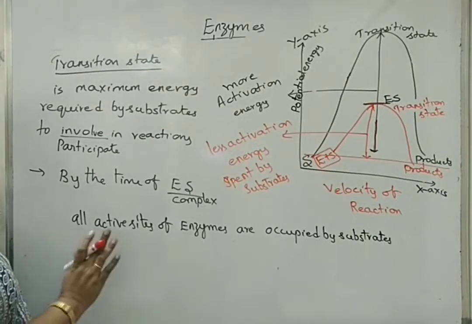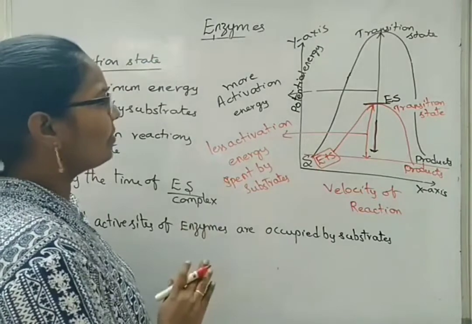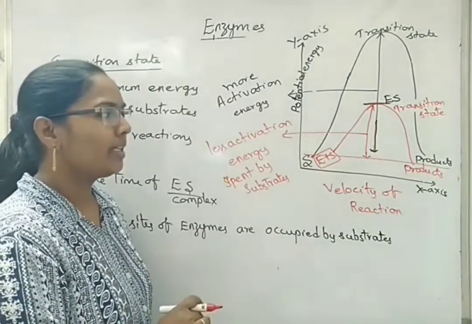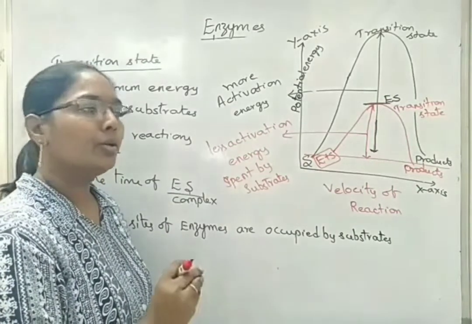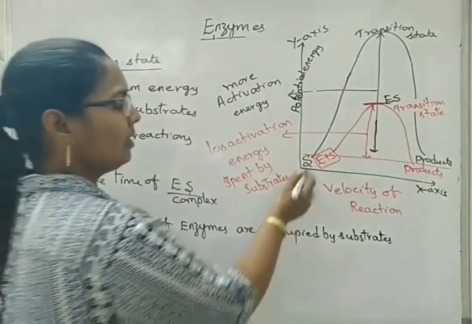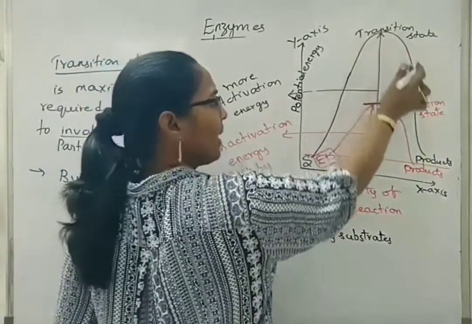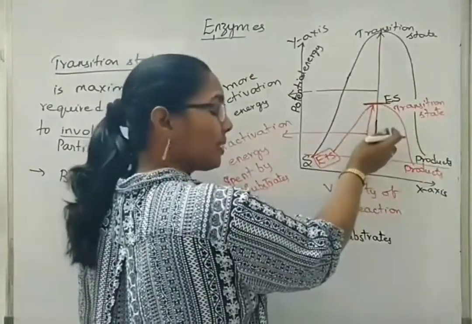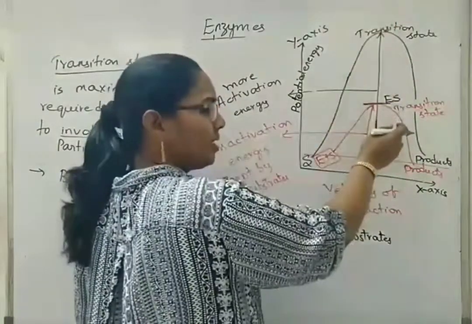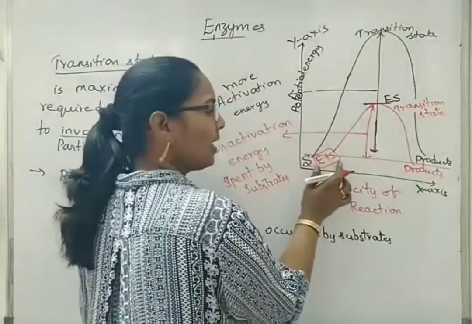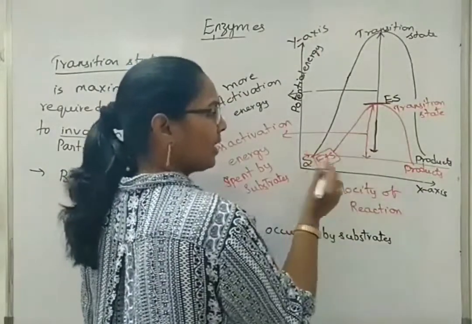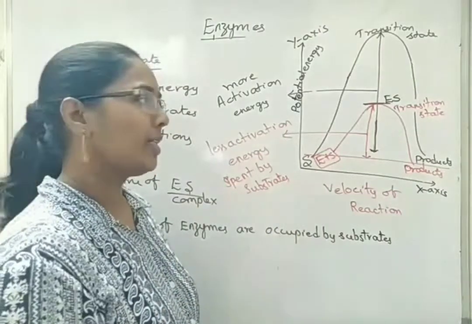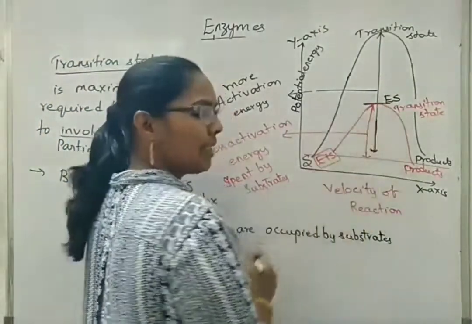So this graph represents the transition state and also the activation energy spent by the substrates to take part in the reaction. In the first case, in this black color graph, there is no involvement of enzyme, so the substrates spend more activation energy to give out products. But in the second case, there is involvement of enzyme, so the substrate spends very little energy. The remaining forward reaction will be catalyzed by the enzymes that are present.